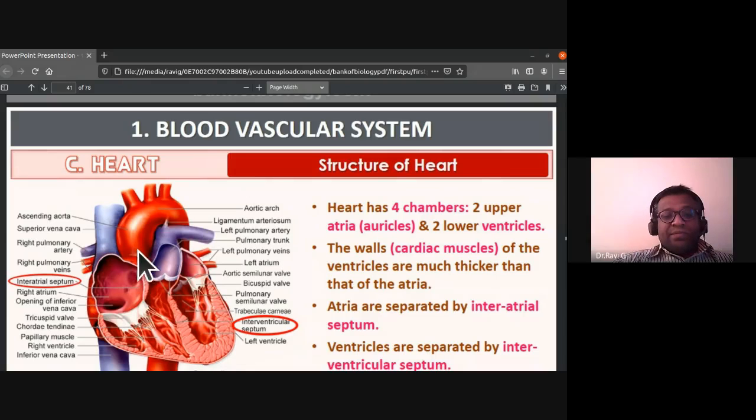The atria, the auricles, are separated by the interatrial septum. Similarly, the ventricles are separated by the interventricular septum. So the interatrial septum separates the auricles, and the interventricular septum separates the ventricles. These are the two things which are separating the auricles and the ventricles.